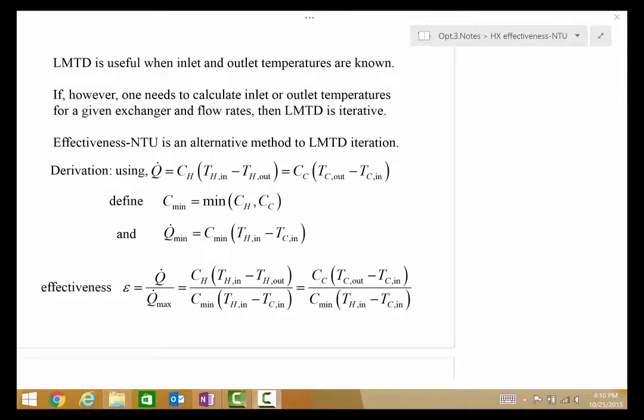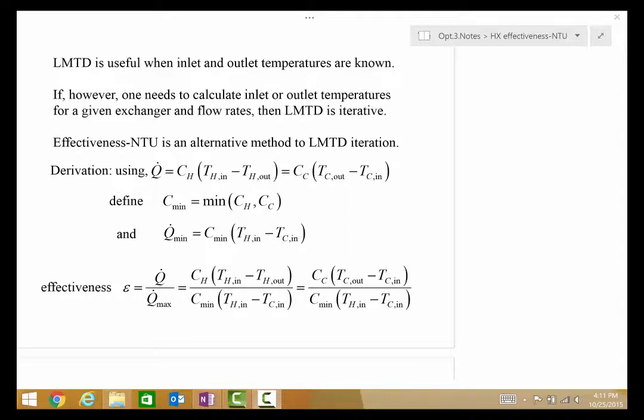So while the log mean temperature difference approximation is useful when the inlet and outlet temperatures are known for a heat exchanger, it's not easy to use if you only have, for example, the inlet temperatures. If you only had the inlet temperatures, then the LMTD approach is iterative if you wanted to calculate the outlet temperatures for a given heat exchanger. An alternative is the Effectiveness-NTU method, which allows us to directly find the outlet temperatures in terms of the effectiveness and the number of transfer units.